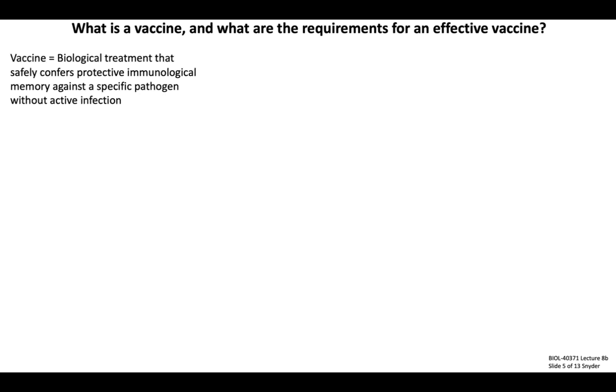So vaccines can take many different forms, but at their heart, any vaccine is defined as a biological treatment that safely induces a protective immunological memory response against a given pathogen. And importantly, it has to do this without active infection by that pathogen. Given this definition, what are some of the shared features of effective vaccines?